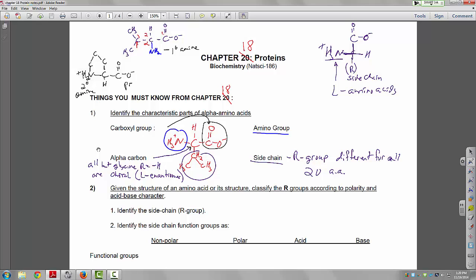The name of this amino acid is proline. It's the only one that is secondary. All others are primary. These are all chiral. This alpha carbon is still chiral. Here's the nitrogen, here's the carbon, here's the acid group. It's got 4 things attached, all except glycine. Glycine is not chiral because the R group is just a hydrogen, so this alpha carbon has 2 hydrogens attached.